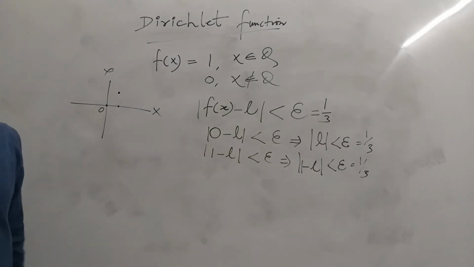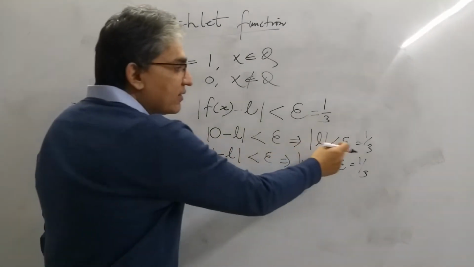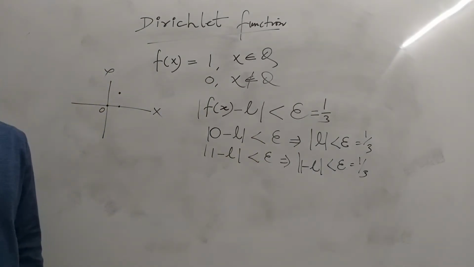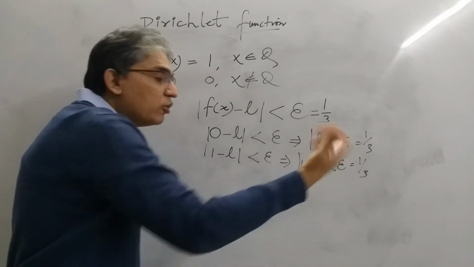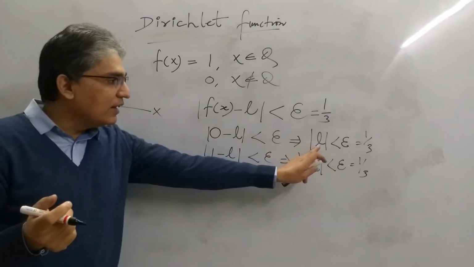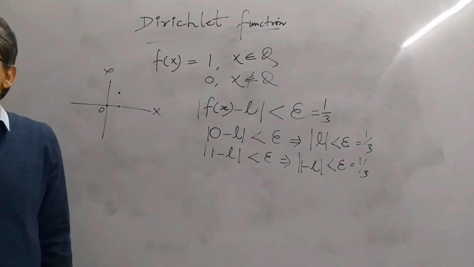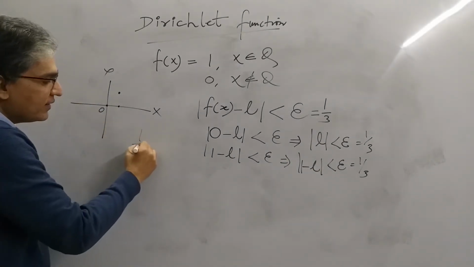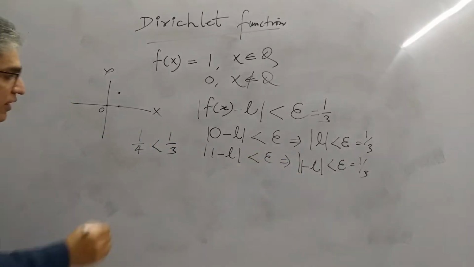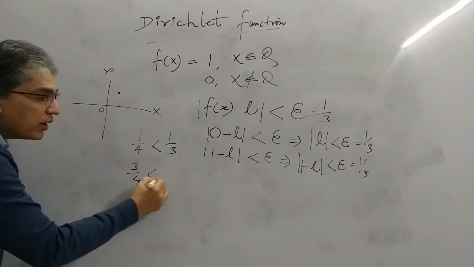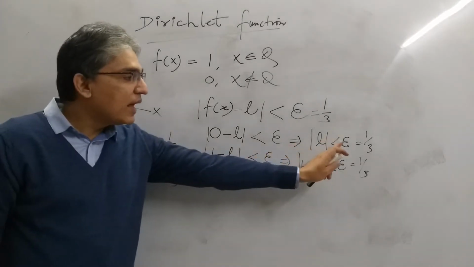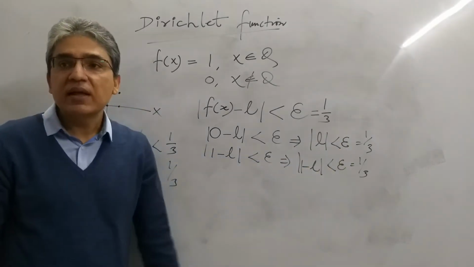Now what kind of scenario is this? This |L| is less than 1 by 3. Take something, 1 by 4. 1 by 4 is less than 1 by 3. And then |1 minus L| is also less than 1 by 3. How is it possible? If you take L to be, let's say, 1 by 4, then 1 by 4 is less than 1 by 3, it's alright. But then 1 minus L is how much? That is 3 by 4. How can it also be less than 1 by 3? So if |L| is less than epsilon, |1 minus L| cannot be less than epsilon.